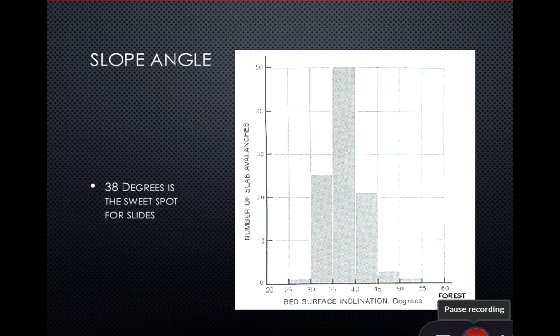It's important to note here that it's not necessarily just the angle of the slope you're standing on, but also the angle of the slope that you're connected to, because a 40-degree slope up above you could easily remote trigger, or naturally avalanche, and come down onto the 10-degree slope that you're currently standing on. So it's not only the angle of the slope, but also the angle of the slope that you're connected to.